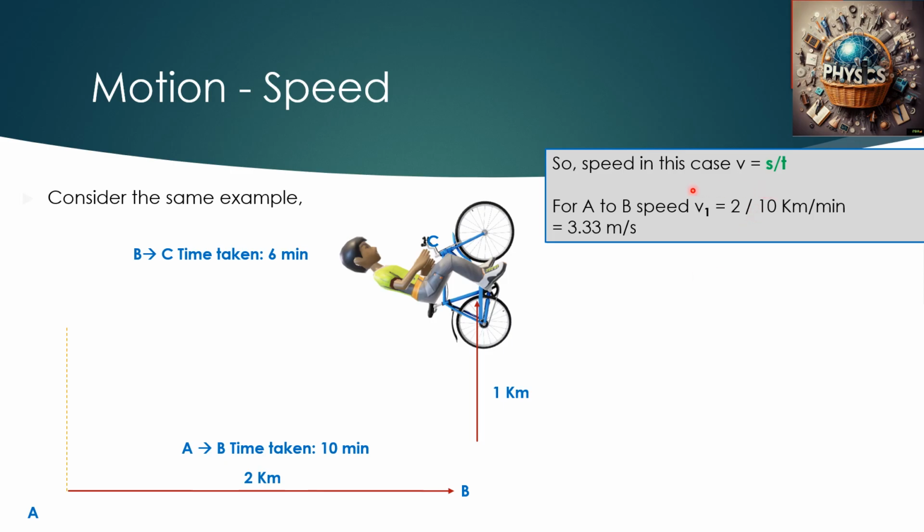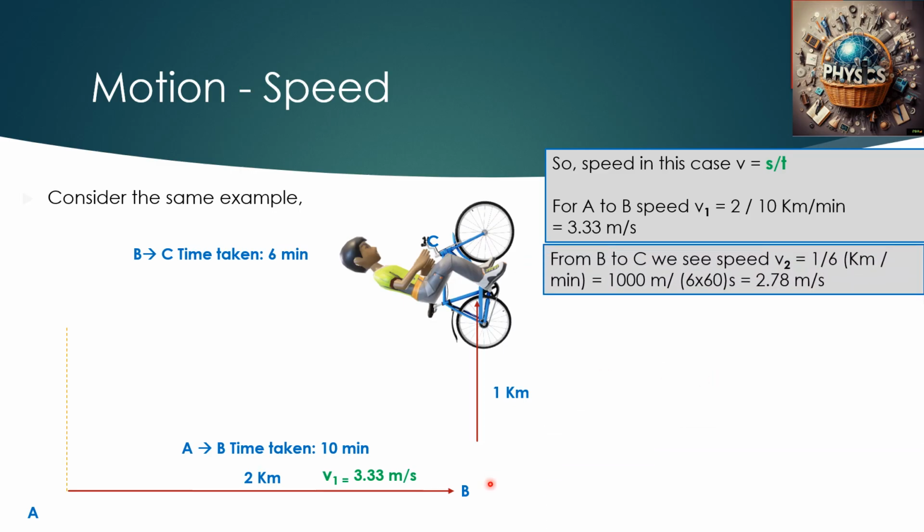The speed for the first case, between A and B, will be as simple as 2 kilometers by 10 minutes, which again gives us 3.3 meter per second. And for the second one, between B and C, it is 1 kilometer in 6 minutes. So 1 by 6 kilometer per minute, which is 1000 meters over 6 into 60 seconds, gives us 2.78 meter per second.